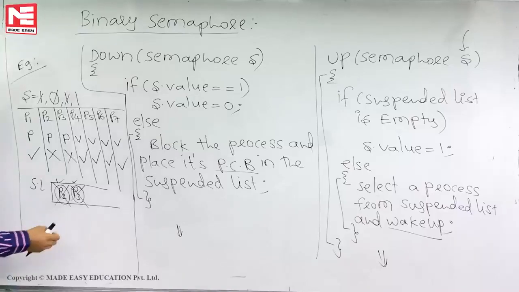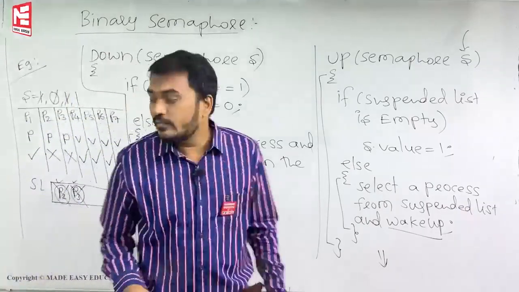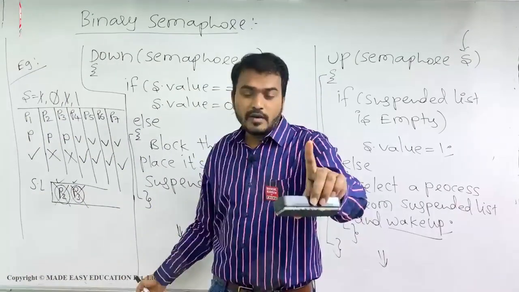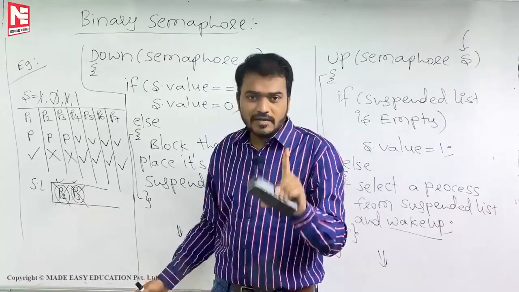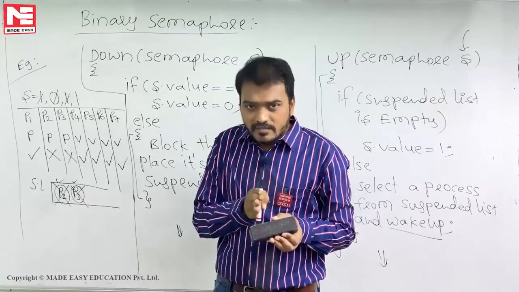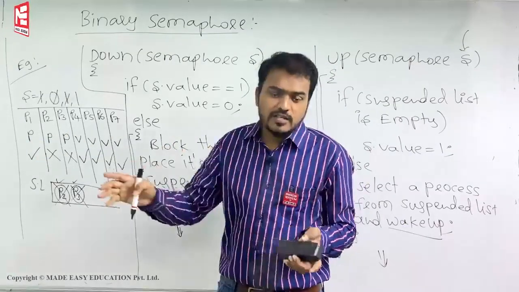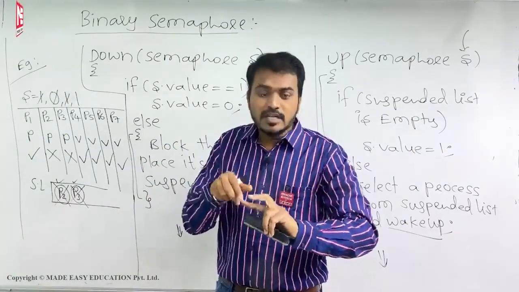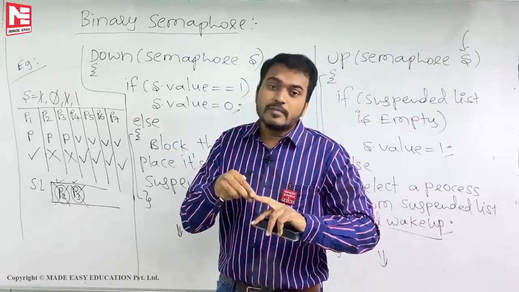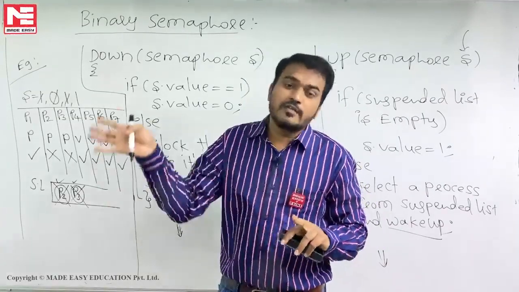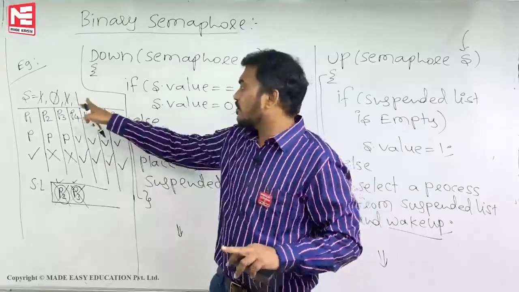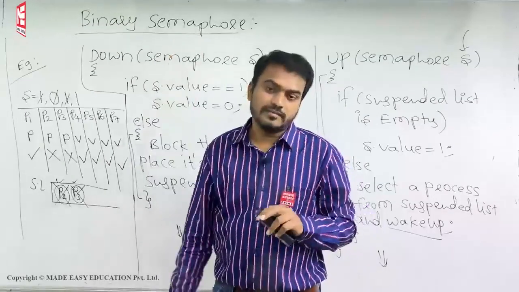So that is the example. In the example, I explained the important points. The first thing: if the suspender list is empty, then only the semaphore value becomes 1. That's the first important point. And the second point I said: if the semaphore value is already 1, even if you perform 100 up operations, the semaphore value remains 1 only.